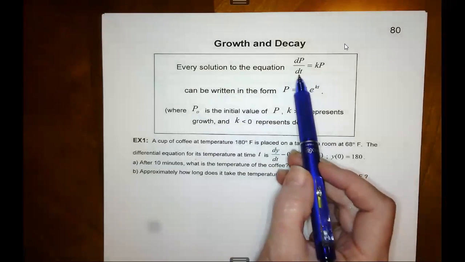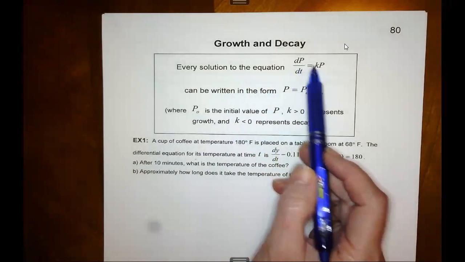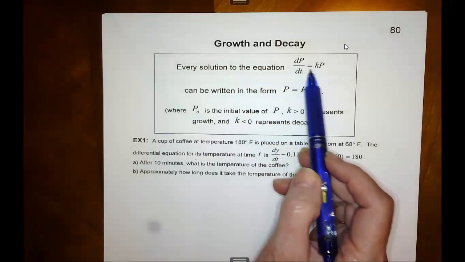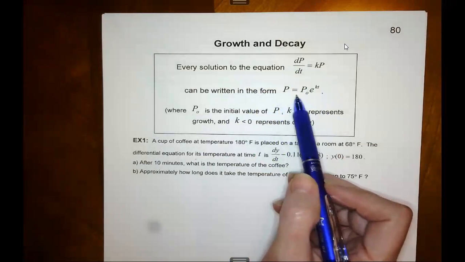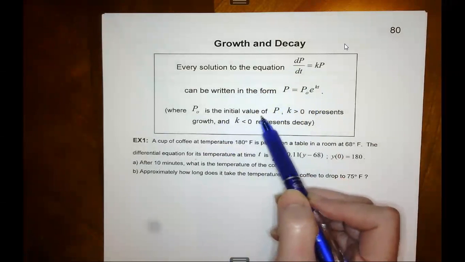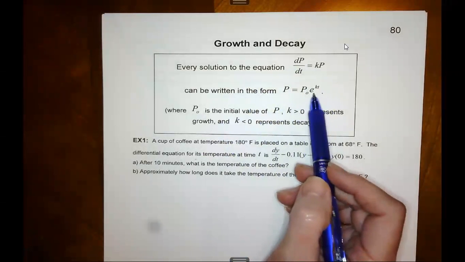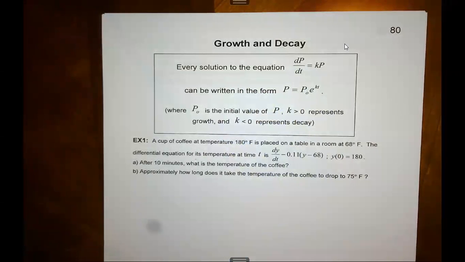Up here at the top of our notes, it says that every solution to the equation dP/dt = kP can be written in the form P equals P sub 0, where P sub 0 is the initial value, the starting value, e to the kt power. And k is our growth or decay, depending on whether k is positive or negative. If k is positive, then we have growth. If k is negative, we have decay. And then t just represents time.